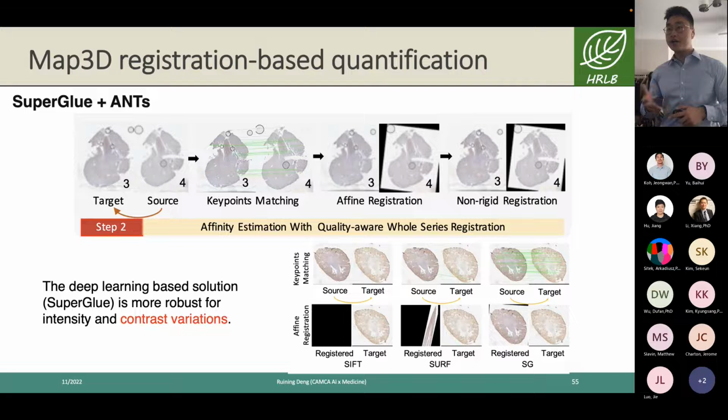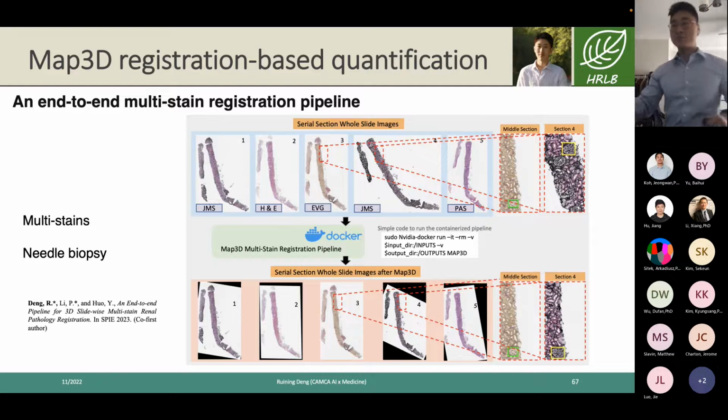And also if the artifact or missing tissue is too big. For these host line images, probably it is not very obvious. However, if we're dealing with needle biopsies, sometimes they will be missing the whole part of the needle biopsies. So that might be the issue that we need to know which pair we got a good registration, which pair is not. Okay, thank you.